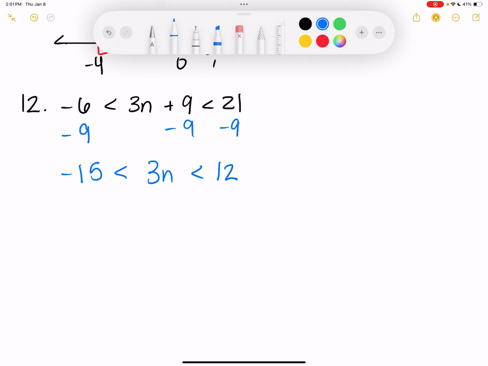But you can't stop there because you have to divide by 3. Not done. I have to divide by 3. See, I'm so smart, guys. So -5 is less than n is less than 4.